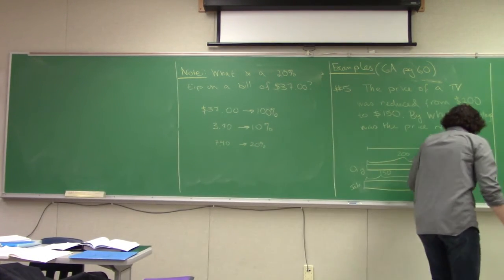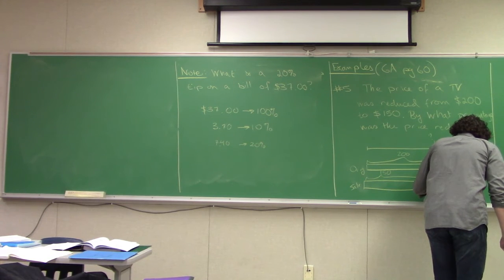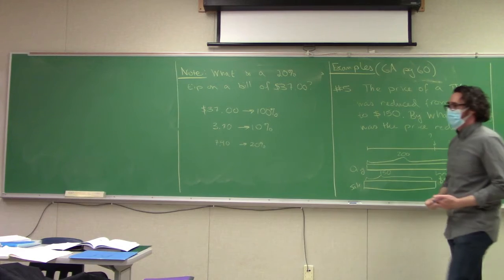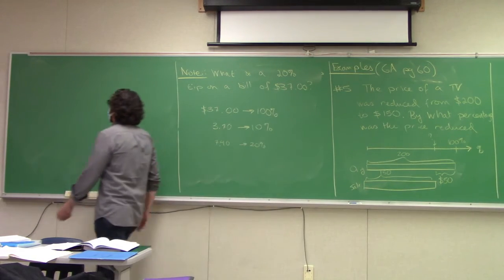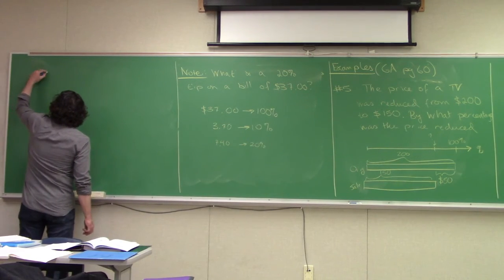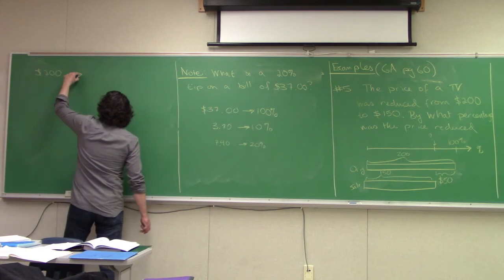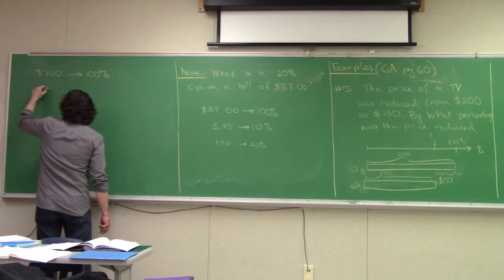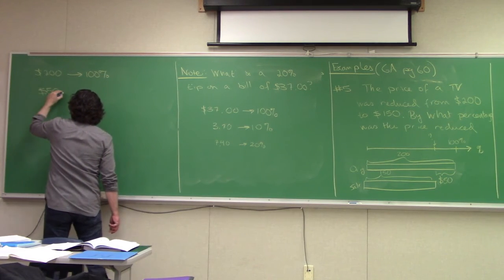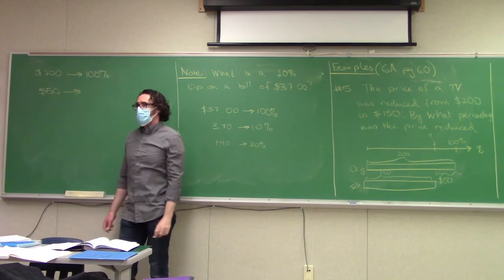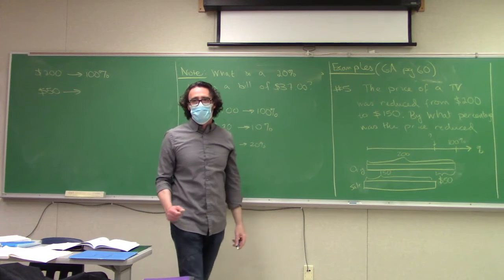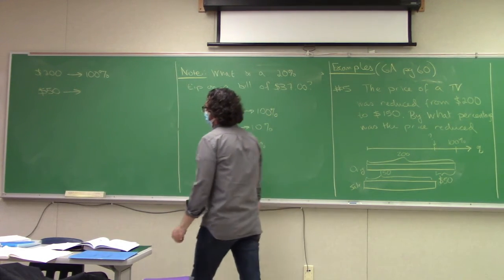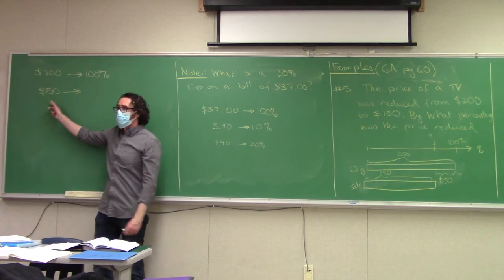Now, I know in terms of dollars what the difference is. The difference is $50. So $200 corresponds to 100%. And basically I'm looking at this. $50 corresponds to what? Okay, 25%. And you look at the relationship between this and this.